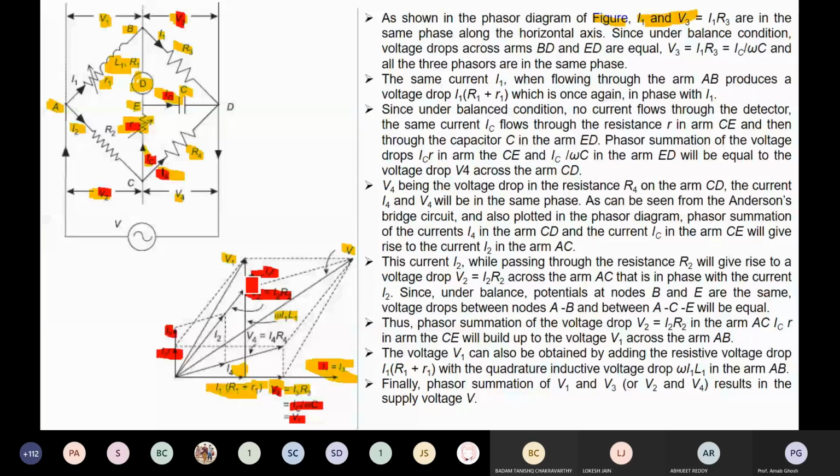You know one thing, that V2 equal to I2 into R2. So your V2 path and I2 path should be in phase. That's why your I2 and V2 are in phase. So you can easily get that this is your I2, because this line is your V2 line, and the V2 line and I2 should be in phase.